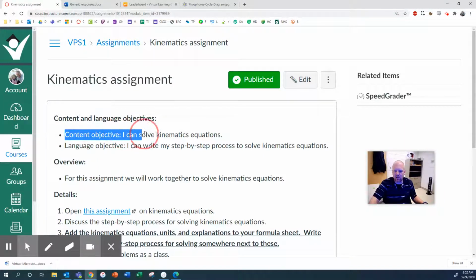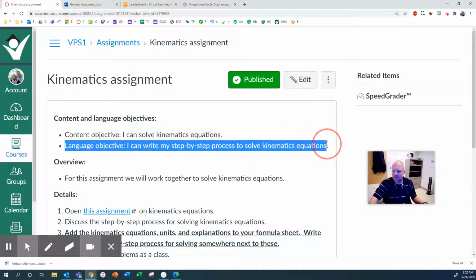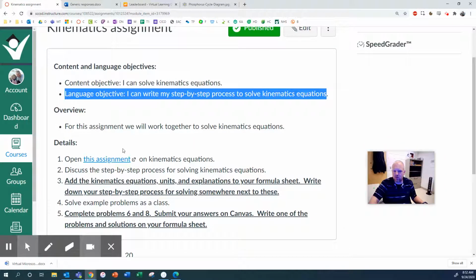The content objective is I can solve kinematics equations. The language objective, I can write my step-by-step process to solve kinematics equations. And so what I'm going to help you do is go through the process of writing down equations you might need, adding to your formula sheet, again, writing down the step-by-step process for solving problems.